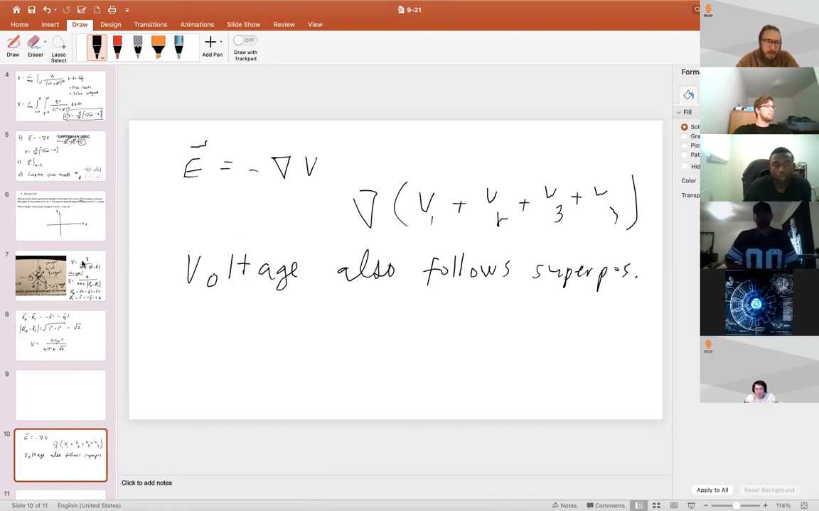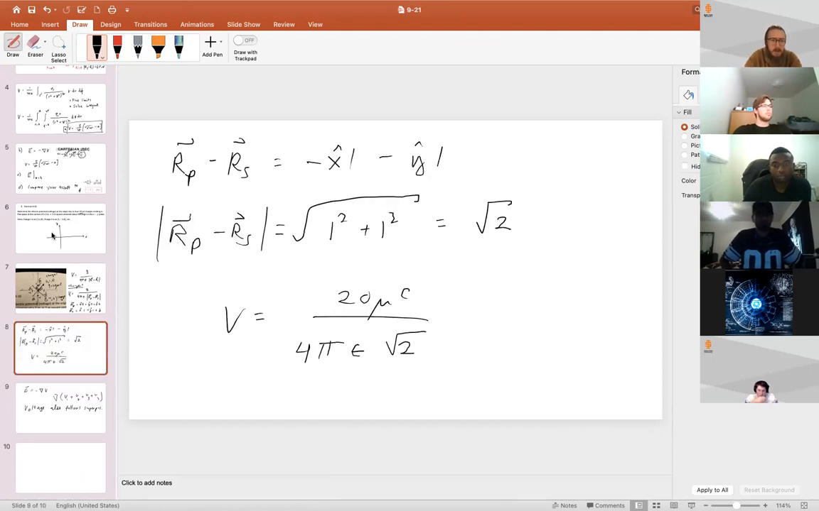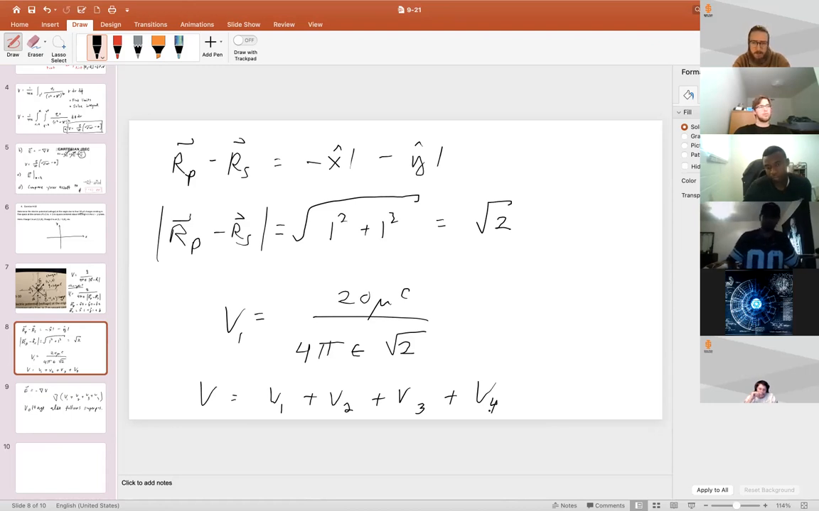So we just figured out how to solve for voltage 1, and the total voltage will be V1 plus the voltage due to each different charge. Sorry, I took you a couple extra minutes. But the voltage also follows superposition. Hopefully you are starting to have a better feel of how charge, electric fields, and voltage all relate.